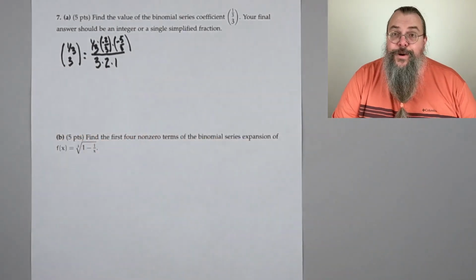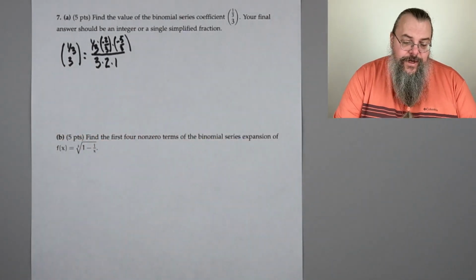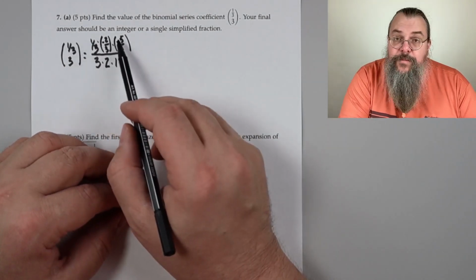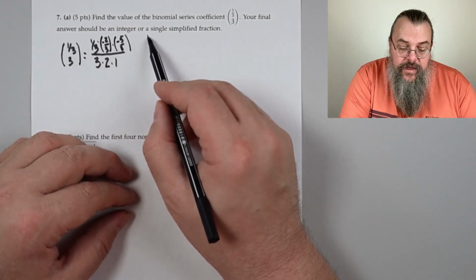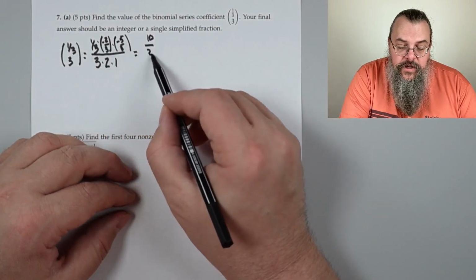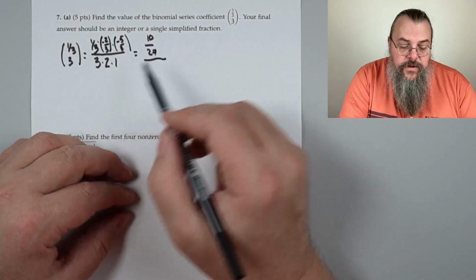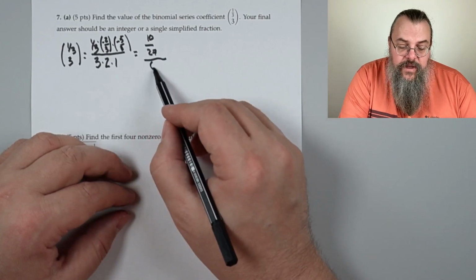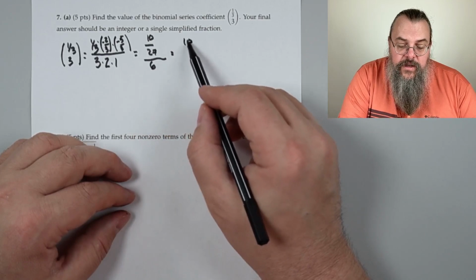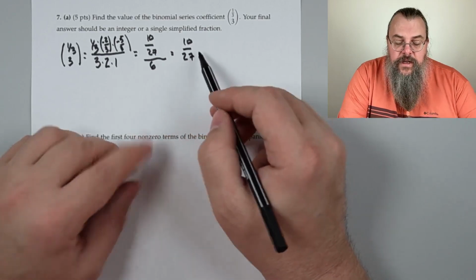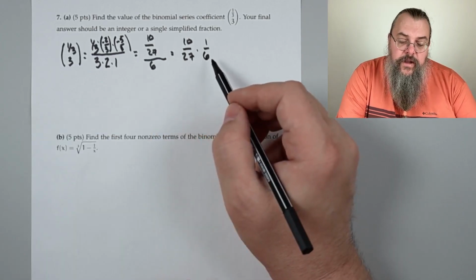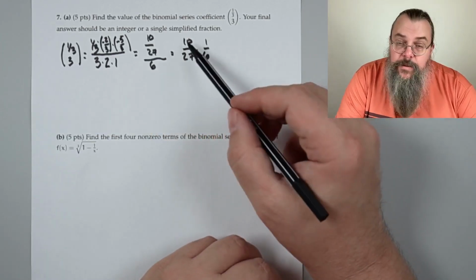Okay, so what do we have? We have 1 times minus 2 times minus 5, which makes 10, over 3 times 3 times 3, which makes 27, all over 3 times 2 times 1, which is 6. Well, okay, that's 10 over 27, and then we'll bring this up as a 1 over 6. And now we say, okay, can we clean anything up?